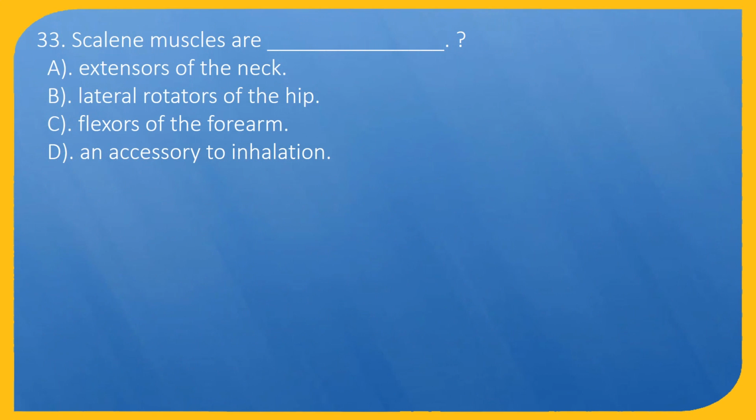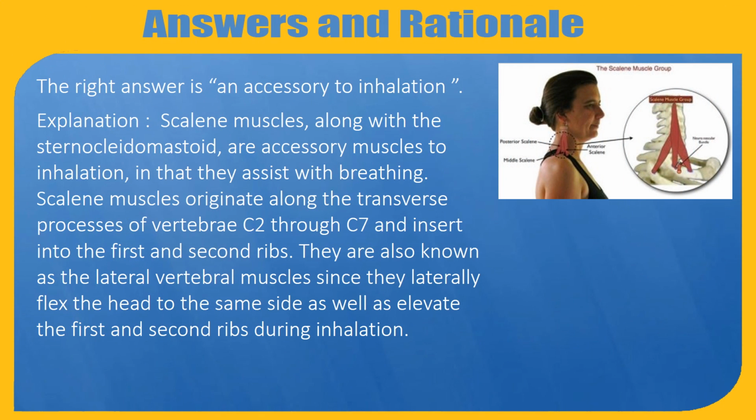Question 33. Scalene muscles are underscore? A. Extensors of the neck. B. Lateral rotators of the hip. C. Flexors of the forearm. D. An accessory to inhalation. The right answer is an accessory to inhalation.